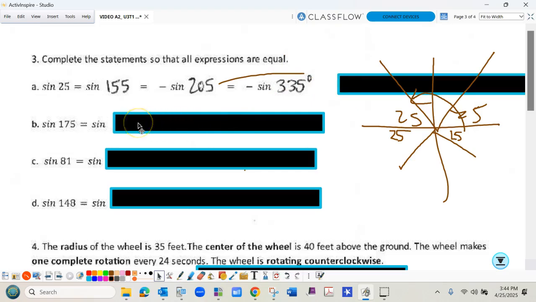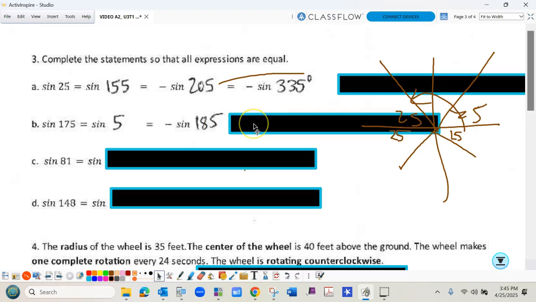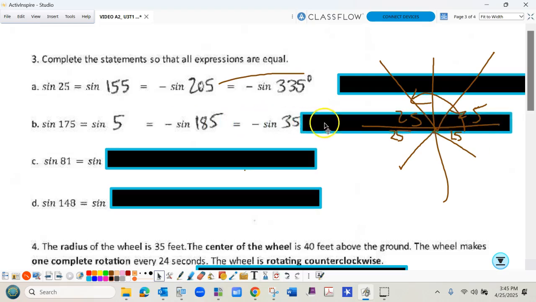I can do the same thing with 175. When I start in the second quadrant, I can reflect over to the first quadrant and get 5 as the reference angle, same sign. If I put a negative in the front and then reflect either to quadrant 3 or quadrant 4, with a negative in front, it would be 185 in quadrant 3 and 355 in quadrant 4.